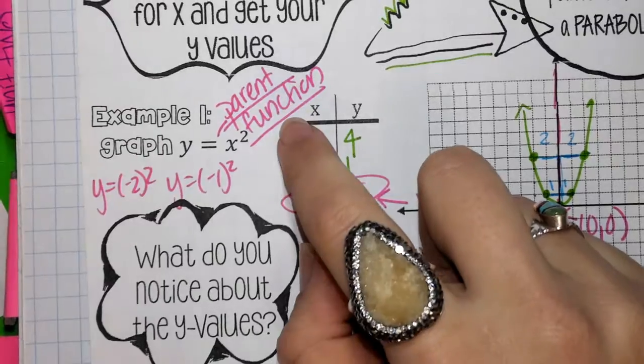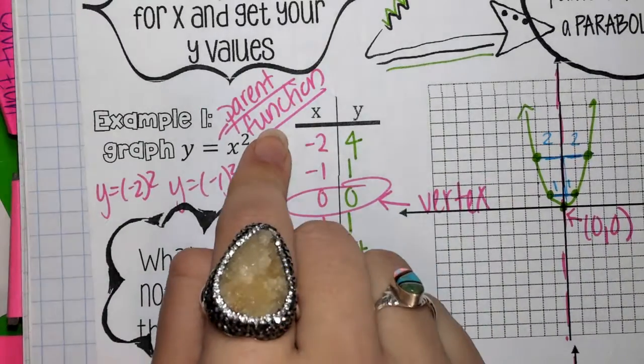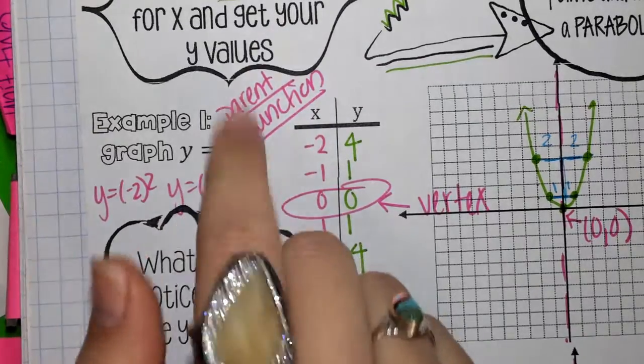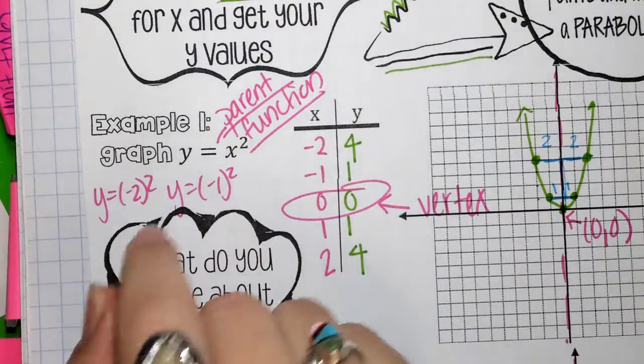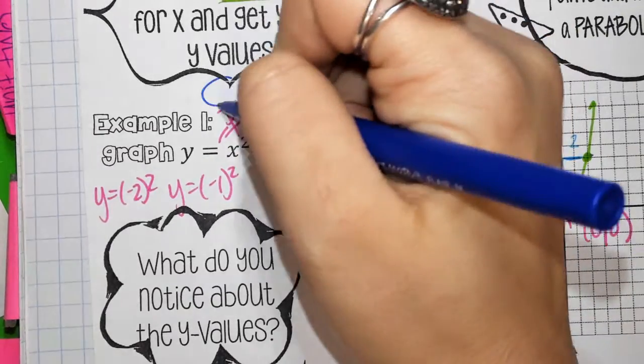So write down that this is the parent function, because on your test I'm probably going to ask, what is the parent function of a quadratic? And you're going to need to know that this is the parent function of a quadratic. Circle it, heart it, baby Jesus it, star it, something so that you know.